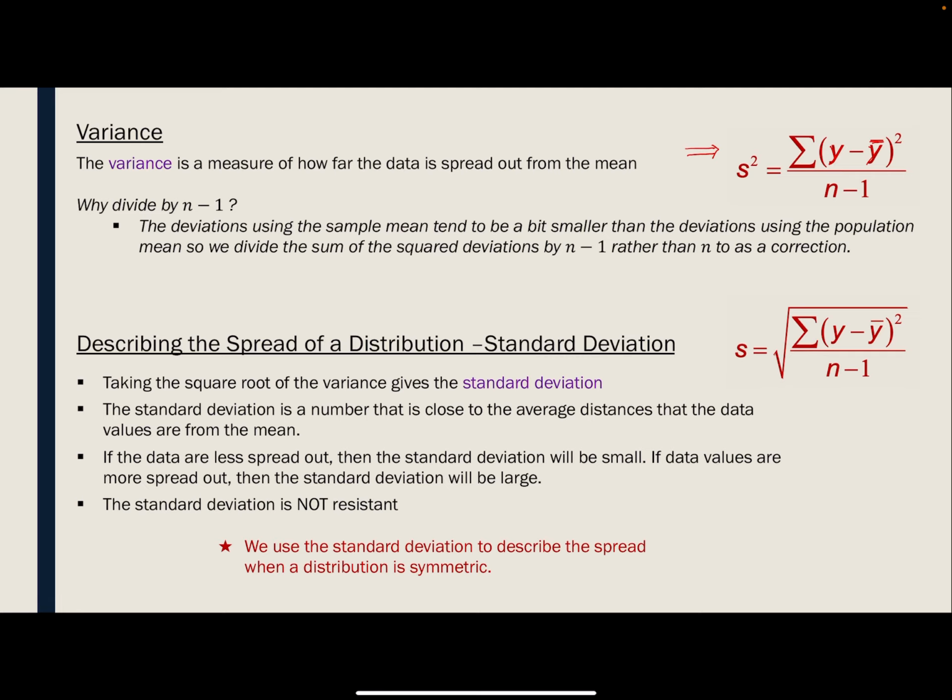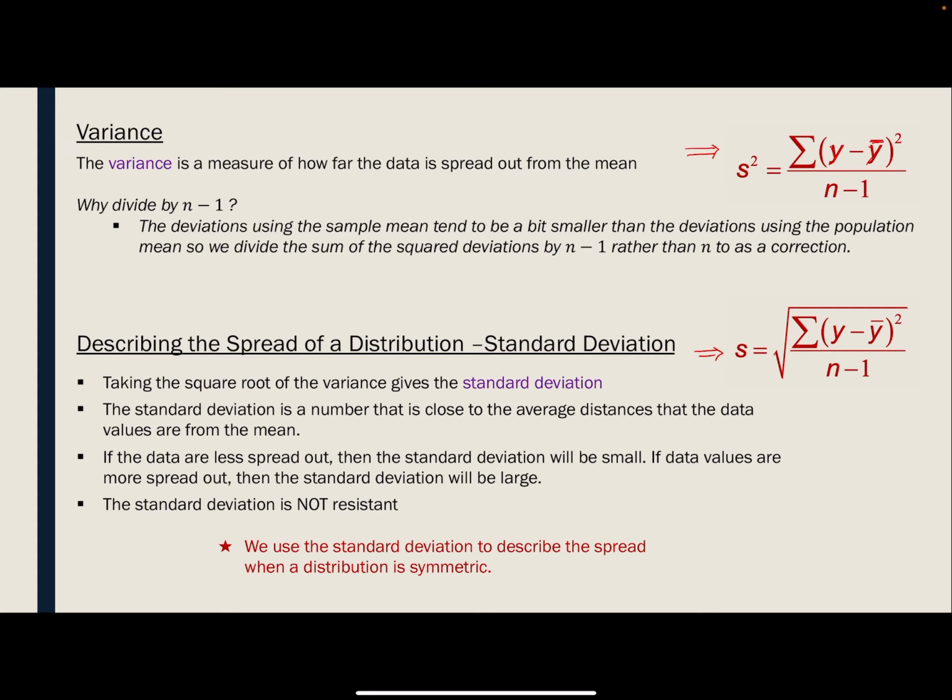The standard deviation is the square root of this calculation. So they do all the same calculations, but they take the square root of it. The standard deviation is a number that is close to the average distance that the data values are from the mean. And so that's why whenever we're talking about the standard deviation as a possibility for the best measure of the spread, we pair it with the mean.